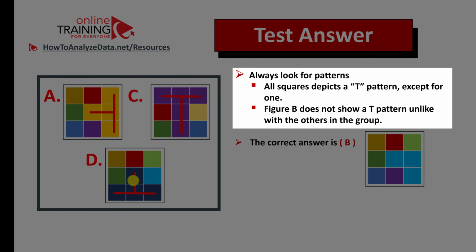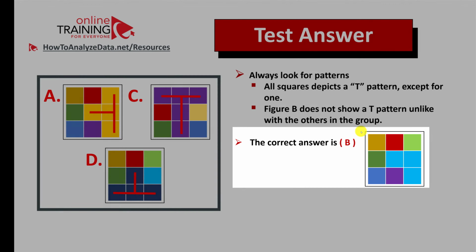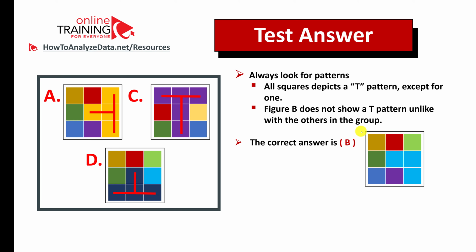Let's recap. Always look for patterns. All squares in this question depict the T pattern, except for one. Figure B does not have a T pattern. And this is the correct answer for this question. Hopefully you've nailed it and now know how to answer similar problems on the test.